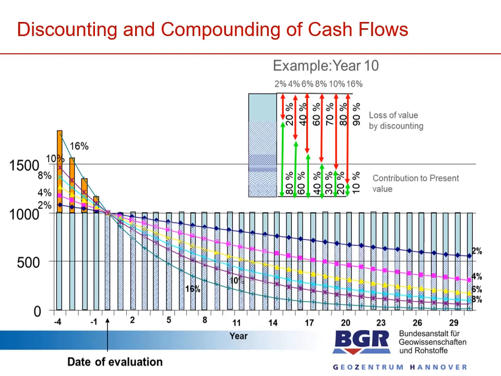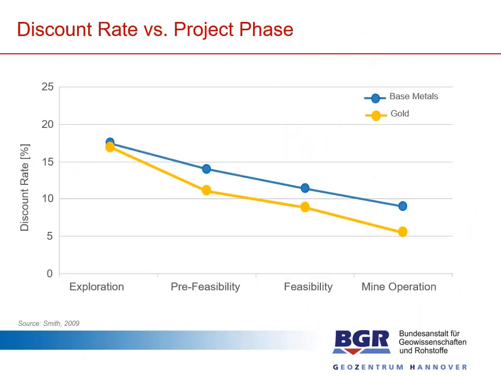What you can see here are different discount rates for projects in different exploration phases. So in the beginning you have exploration, then you go to pre-feasibility study, feasibility study, and at the end an operating mine. And with all steps that are done towards a mining project, towards an active mine, the risk decreases, and so does the discount rate.